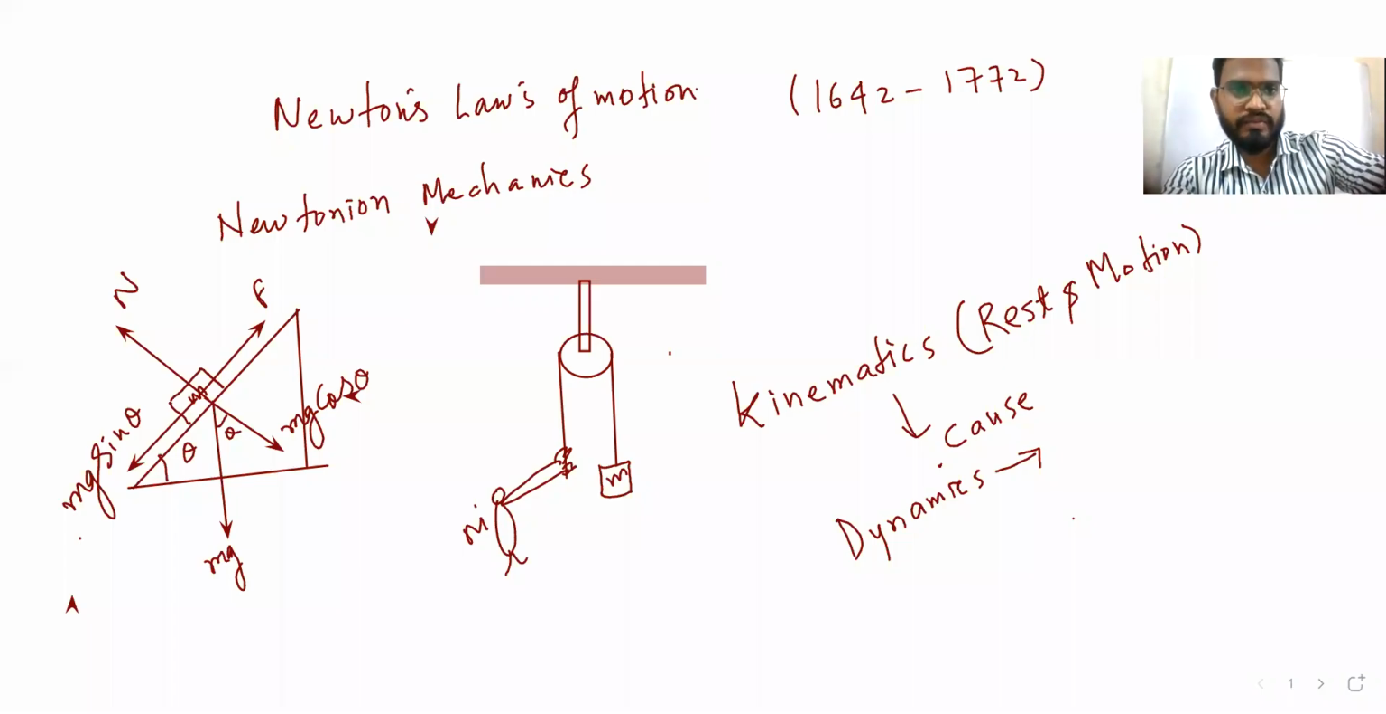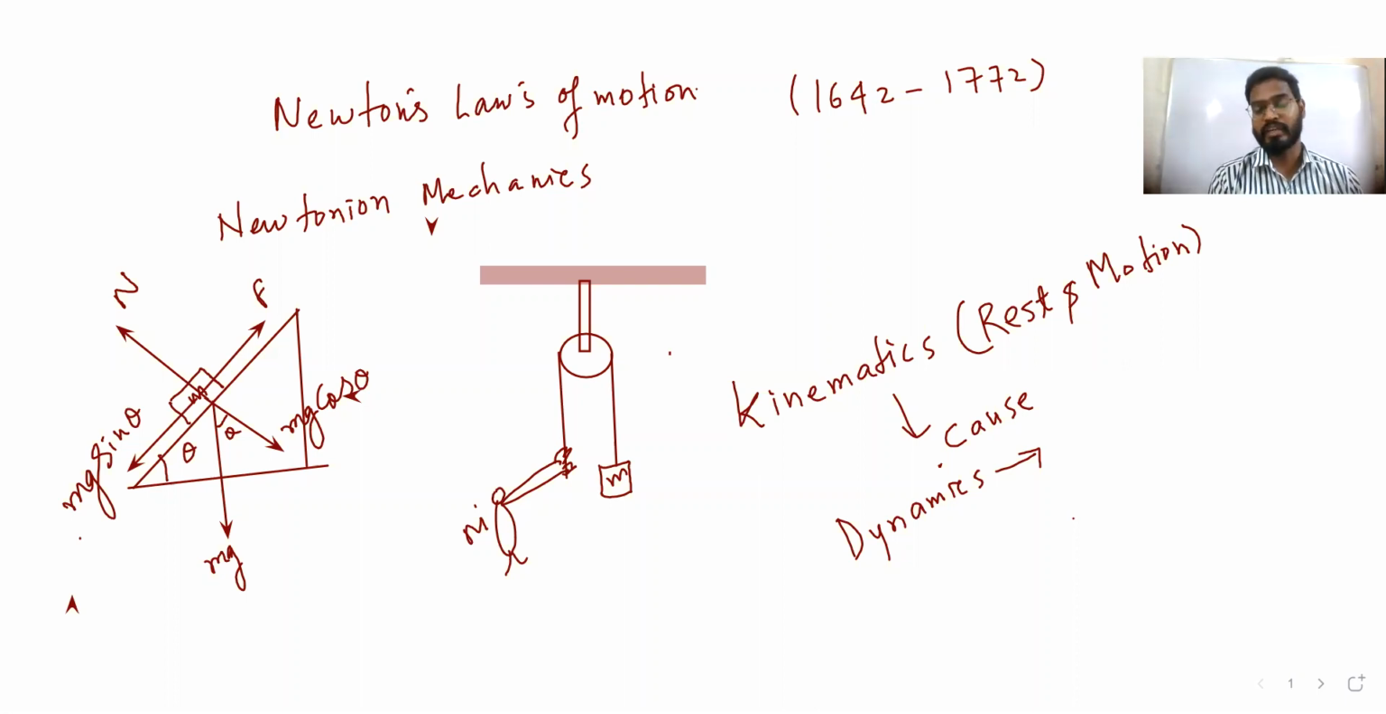So today we are going to start Newton's laws of motion. This chapter came around 1642 to 1772. The things in this chapter, particularly pulley and wedge, were there at that time because the chapter is too old. So of course these things were there at that time, fine.